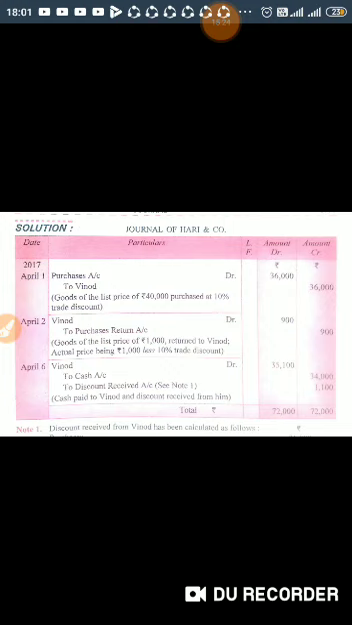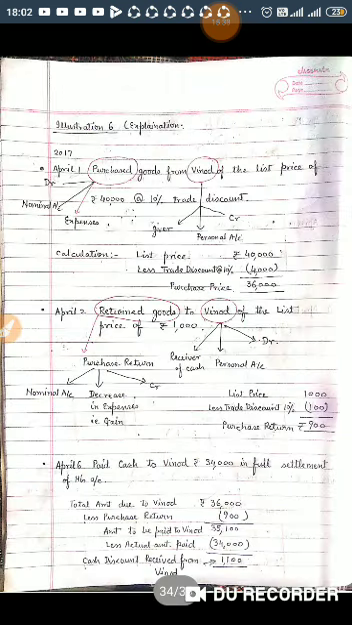You can also write being goods returned to Vinod at list price 1000 at 10% trade discount. Now next is paid cash to Vinod rupees 34,000 in full settlement of his account.